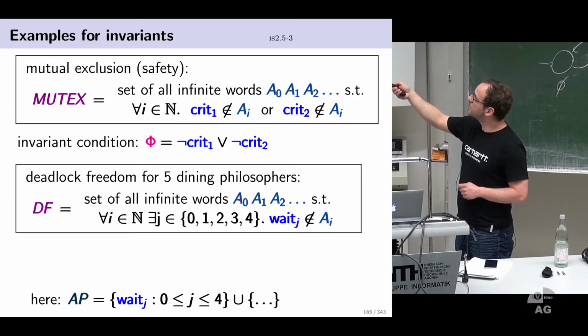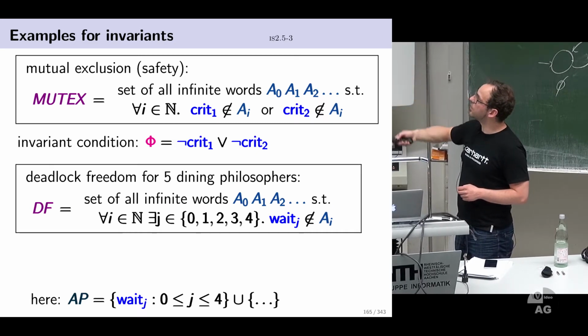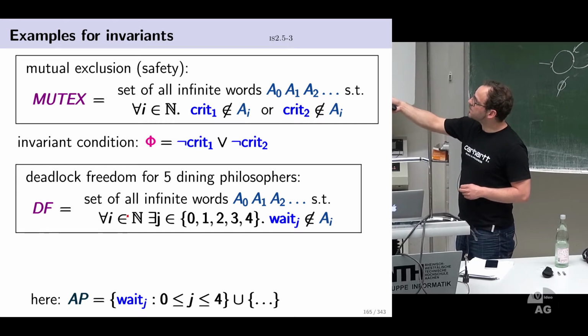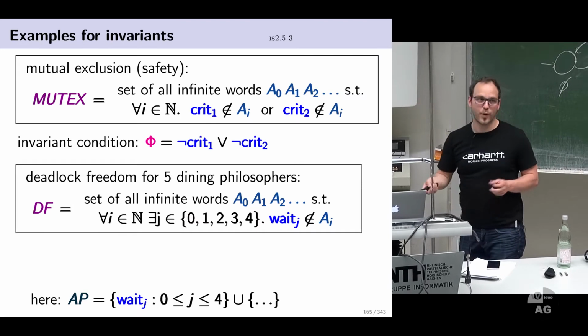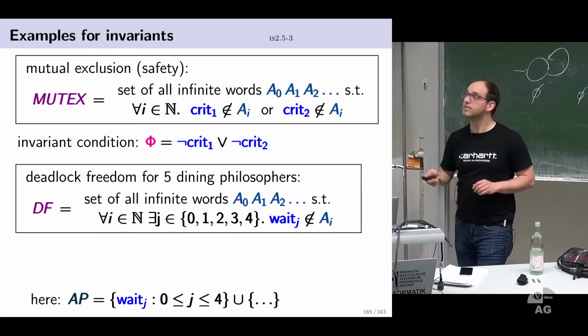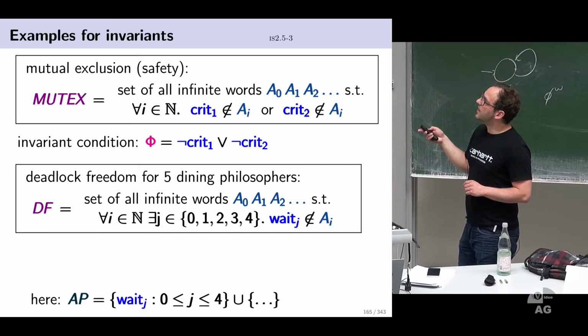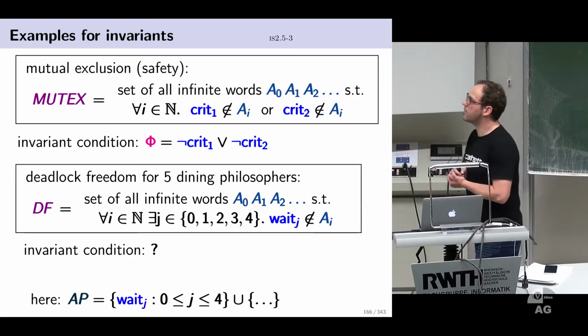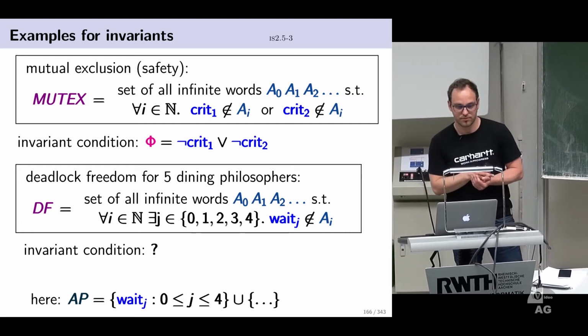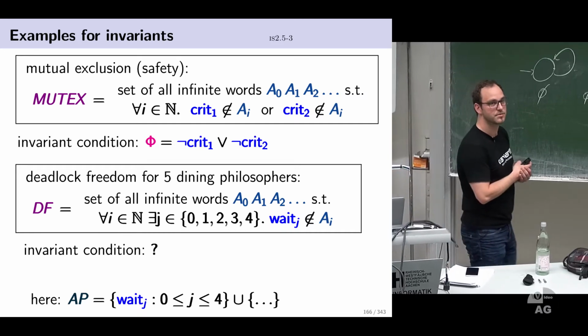Take the set of all infinite words A0, A1, A2, and so on, such that at every position there is at least one philosopher that's currently not waiting for the fork, maybe, right? And then I would argue this is an invariant again. So what might be the invariant condition here? One possible invariant condition.